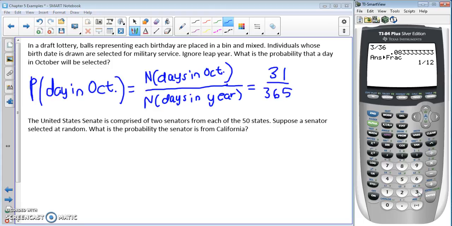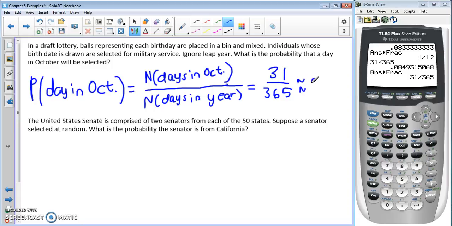So again, we want to look at our fraction. 31 out of 365. And then see if we can reduce that just to make sure. So we can't. So our decimal approximation there is 0.0849.